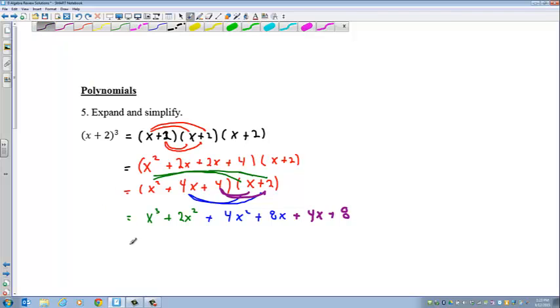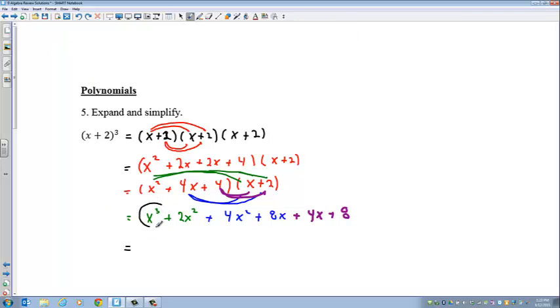So here you say equals, and there's just one x cubed term. There's no other x cubed, so I just write down x cubed. There are a couple x squared terms, 2x squared and 4x squared. And so 2 of these plus 4 of these is 6 of these, so plus 6x squared. And then we have a couple x terms, 8x and 4x. So 8 of these plus 4 of these is 12 of these, so plus 12x. And finally plus 8.